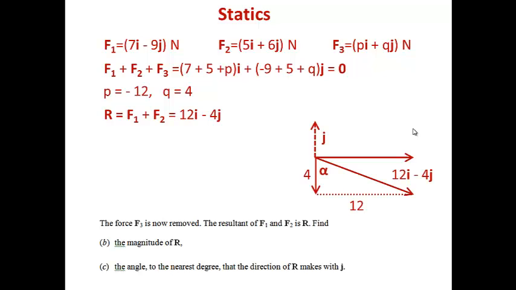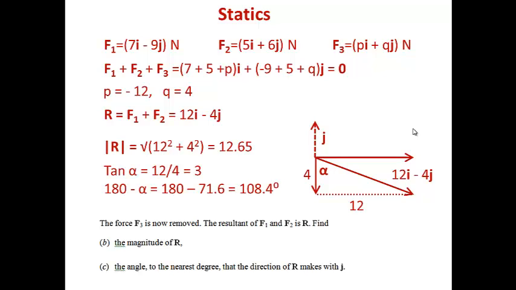Let's draw a diagram. We have the j direction heading north, the i direction in the direction of the x-axis heading east. The vector 12i minus 4j, and I've marked it as making an angle alpha with the negative y-axis. So in this picture we can see that the magnitude of the vector 12i minus 4j is calculated using Pythagoras, so it's the square root of 12 squared plus 4 squared. So tan alpha equals 12 over 4 equals 3.